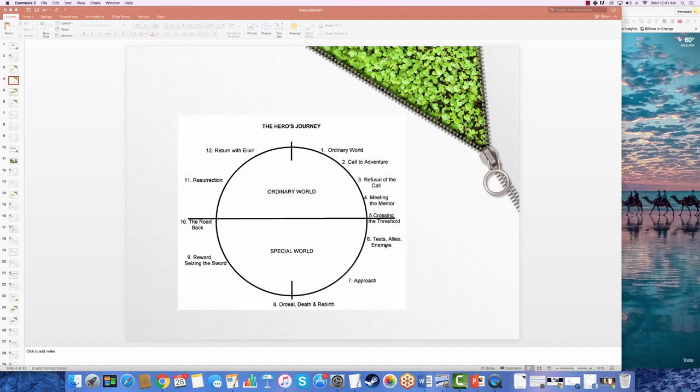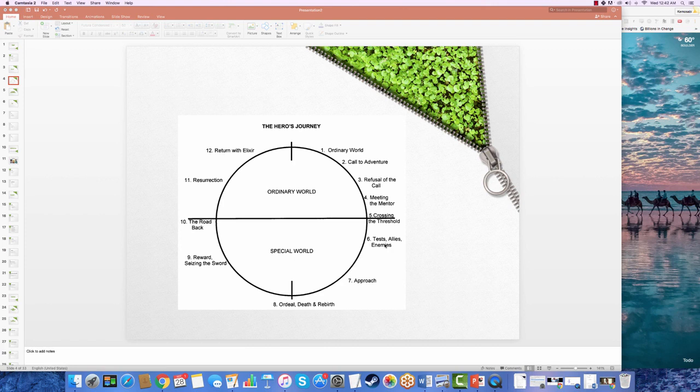The approach is when the hero has undergone some tests, they've defeated some enemies, found new ones, found allies, lost allies, all that kind of stuff. But now they are approaching the final quote-unquote destination. This is the Mount Doom for Lord of the Rings. This is the Excalibur for King Arthur. You know, this is something where the hero is approaching the final challenge of what they have to encounter on their journey. And it's arduous, and they have to go through it, and usually they fall back a few steps and things happen. So this final challenge is a big ordeal for them to go through.